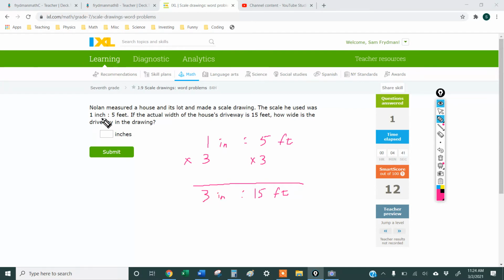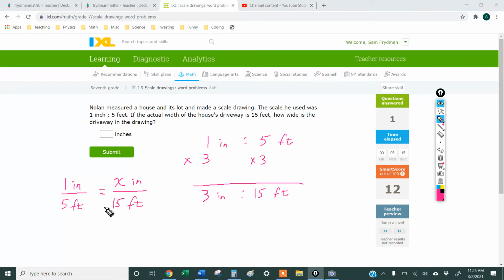So if I already know that every 1 inch on the blueprint, or the scale drawing, whatever you want to call it, corresponds to 5 feet in real life, then if I have something which is 15 feet in real life, that must correspond to 3 inches in the drawing. Okay? So another way that you could have done this is to write it as a fraction. So we could say 1 inch over 5 feet equals X inches over 15 feet.